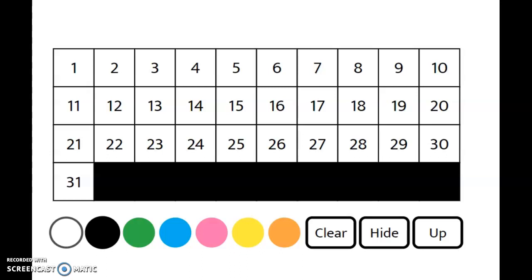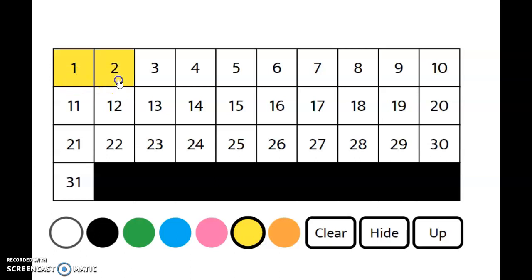Good morning, students. Today we're starting lesson 7.5, which is identify and write numbers 26 through 31. So let's warm up by counting. I'm going to have you count these numbers with me as I highlight them.